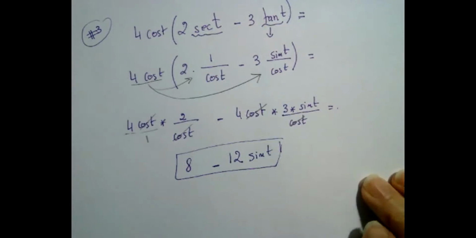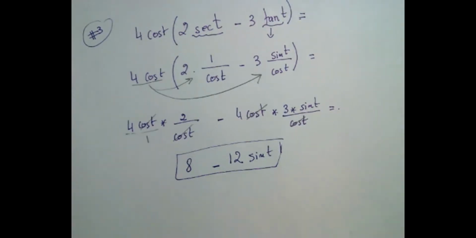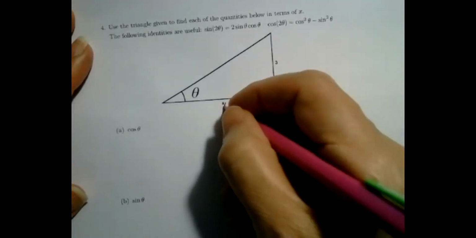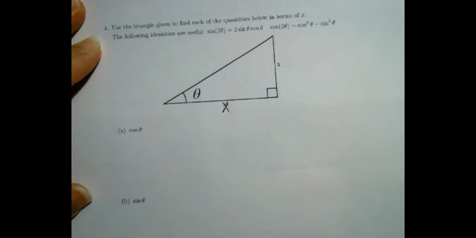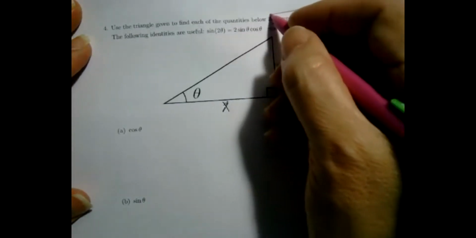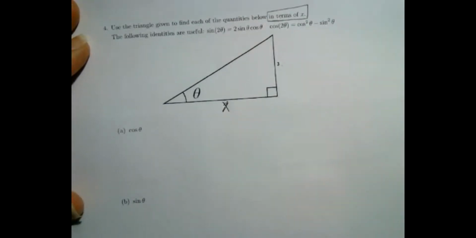Okay, so it was not a very hard one. Now the last one you had is on the second page as well. So I will go over it quickly and then I will move on to circles and ellipses. All right, so let's see what this was about. I gave you a triangle, this is x and this is the 3. And then I told you to use the triangle to express everything in terms of x.